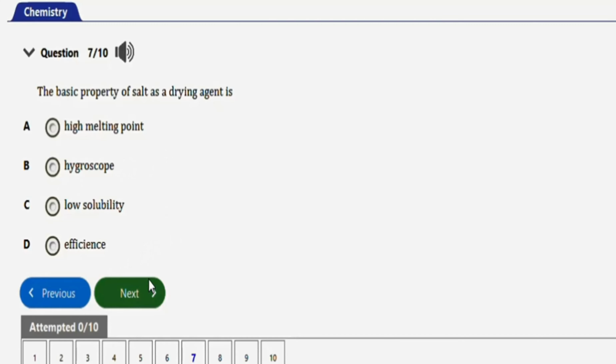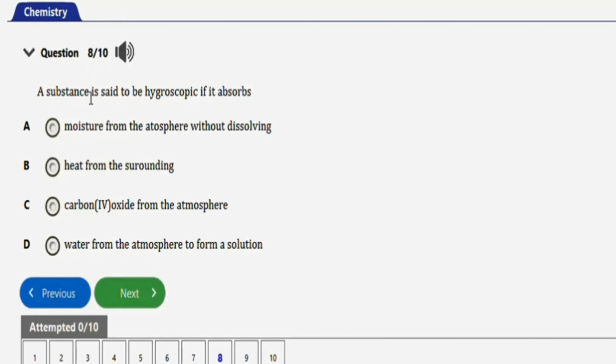Next question. It says a substance is said to be hygroscopic if it absorbs moisture from the atmosphere without dissolving. Yes, that's the right option. It will absorb moisture but it will not dissolve to form a solution. So that's it for this question.